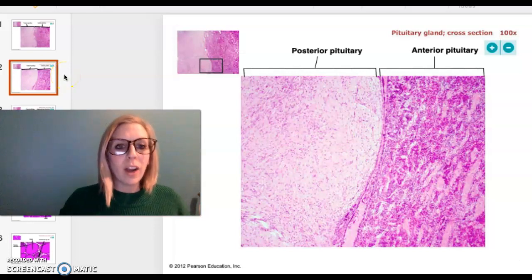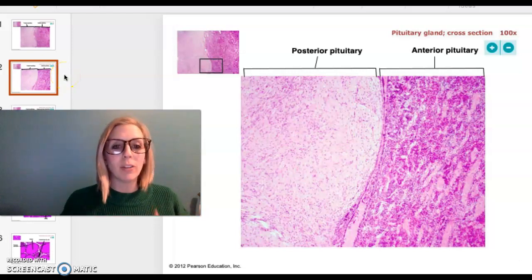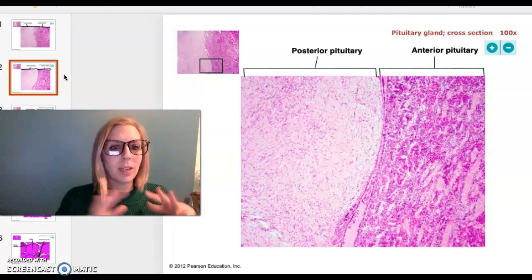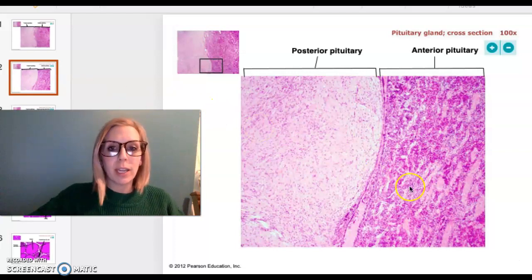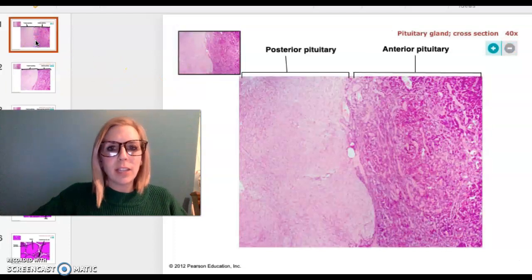Okay, so we are on part 2 of our microscopic anatomy of the endocrine glands. We are going to continue on with the pituitary gland next. Now, the pituitary gland we know is separated into anterior and posterior pituitary. The anterior pituitary gland and the posterior pituitary gland are going to look different microscopically. So you can sort of zoom out and you can see that they do look different here.